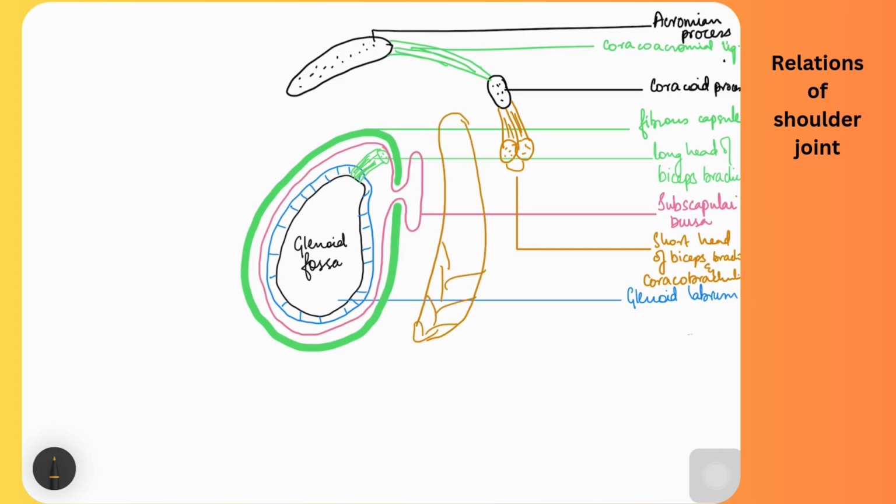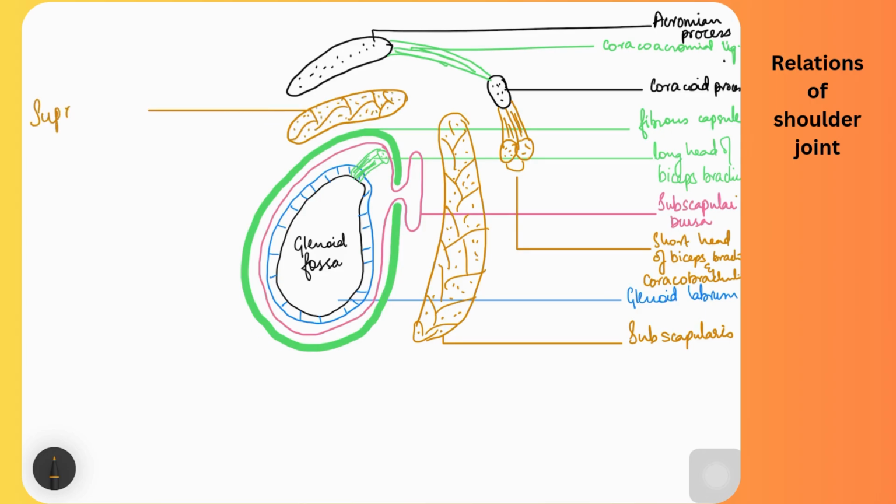A muscle which lies anterior and forms a very important relation of shoulder joint is the subscapularis muscle. This muscle is also a part of the rotator cuff. Then we draw a muscle which lies superiorly to the shoulder joint, that is the supraspinatus.